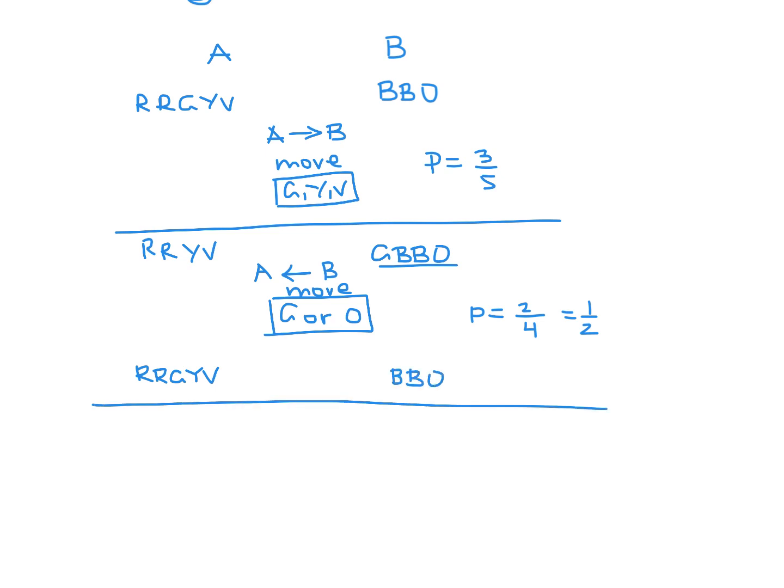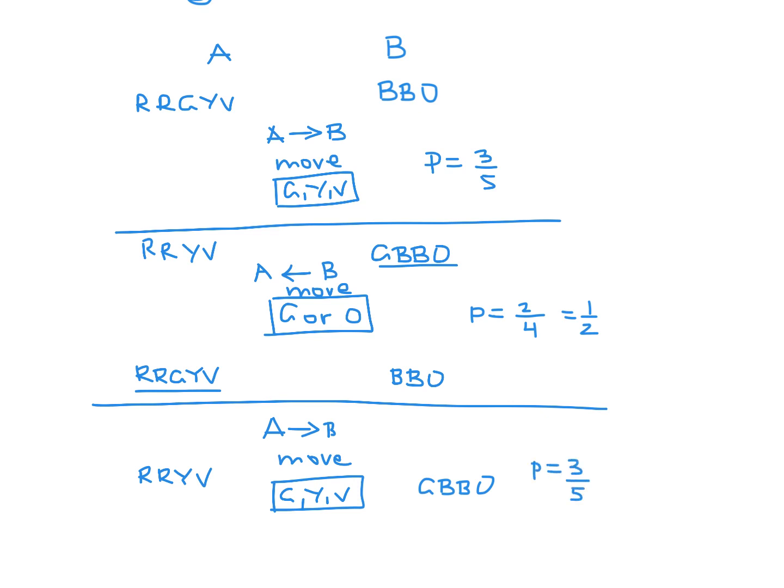And then the final move, which is Arjun to Becca, he's going to have to move either the G, the Y, or the V. And let's just say he moves the G. So this becomes R, R, Y, V. And then Becca would have a G, BBO. The probability of moving a G, a Y, or a V from those 5 is 3 over 5.